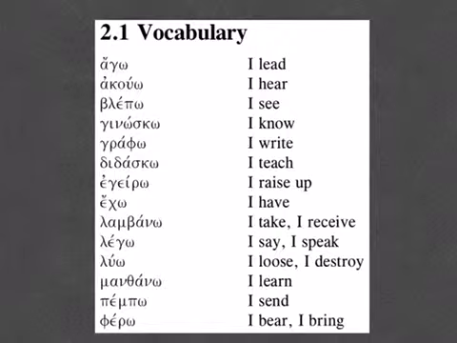Echo. I will say echo is going to be a hard word, just so you know. It's easy, it comes up often, but there are some changes that make it hard to recognize sometimes. Lambano, I take, I receive. Lego, kind of like Legos, but not. That means I say. Luo, I loose, I destroy. And this is going to be our key word that we're going to be learning all of our paradigms through, because it consists of most of them.